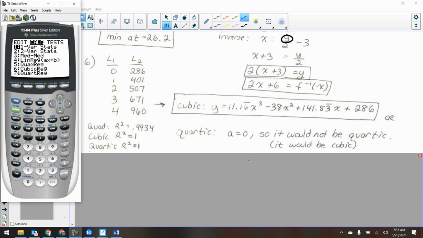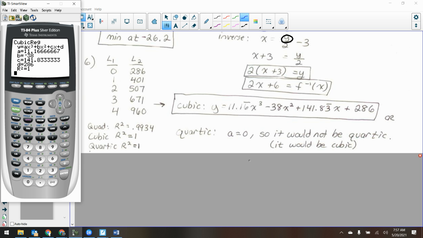Run stat calc 6, and it's at 1. And I can stop once you hit 1. If you run quartic again, it will get you a 1, but your a value would be 0. So that's why you see the 11.16, the negative 38, the 141.83, and the 286.